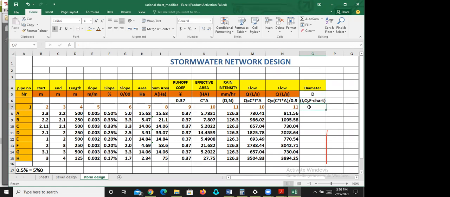So what's the diameter? Who is first? What's the diameter of A? What's the diameter of B? What's the diameter of C? If you get the diameter of A, you can use it for B, you can use it for C, you can use it for E, and you can use the same diameter for G. So this is what happens in design. If you get two reference values, you just look for the rest.